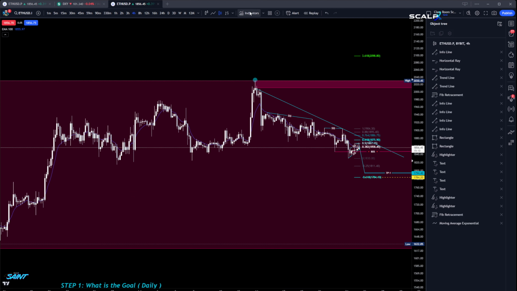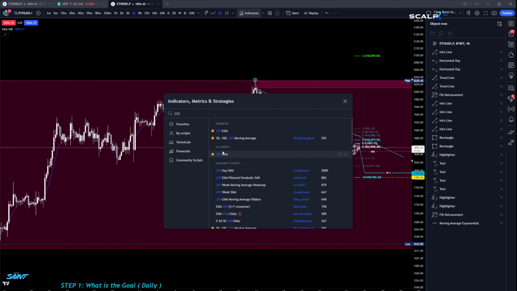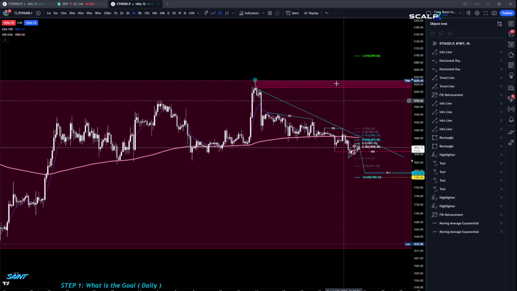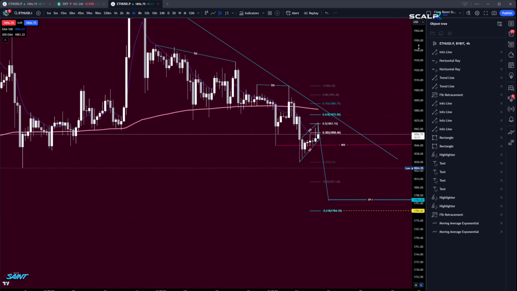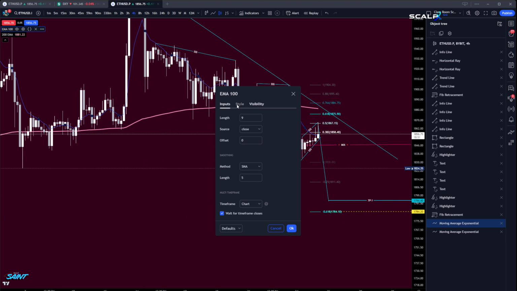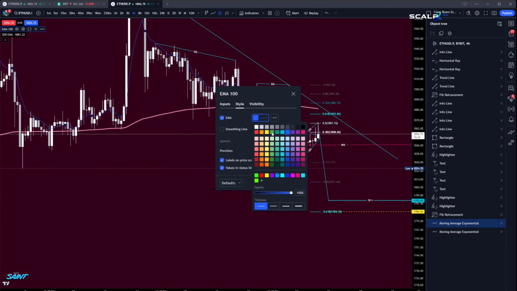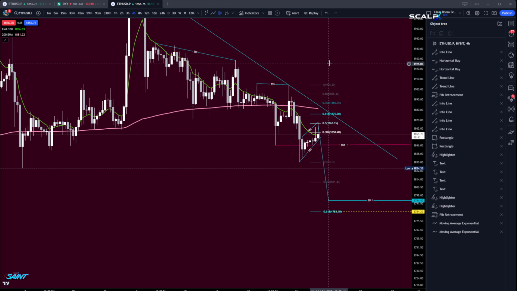Okay, so maybe the 200 doesn't want to pop up or what? So let's make this stand out a little bit more. It's too thick.